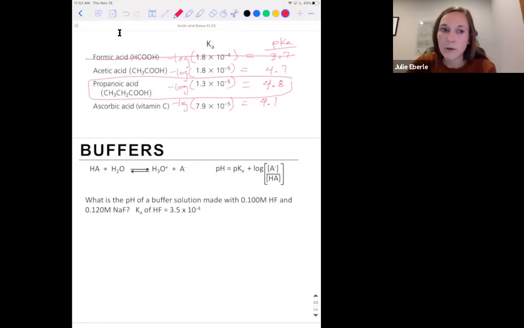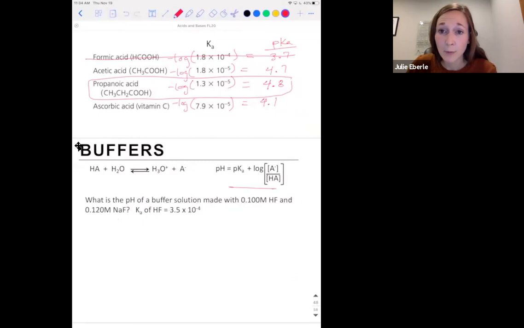All right, we've arrived at a buffer problem. How do we do a buffer problem? You are about to learn. So here's our Henderson-Hasselbalch equation. We're going to put this to use. And again, here's a generalized example of a weak acid conjugate base buffer equilibrium.